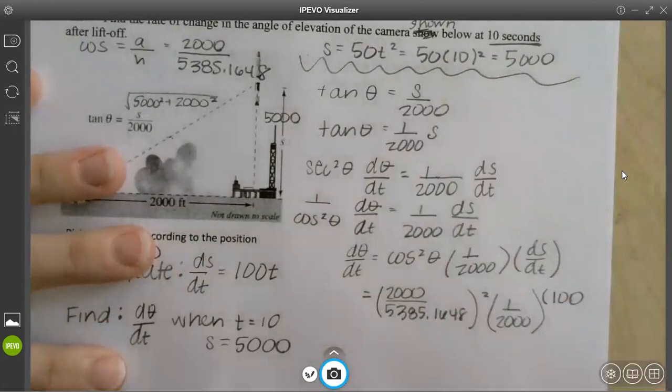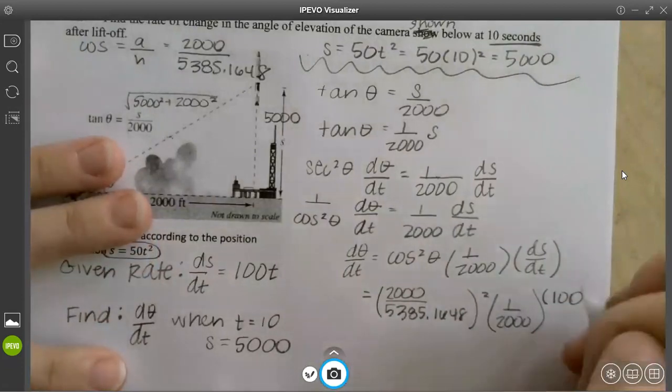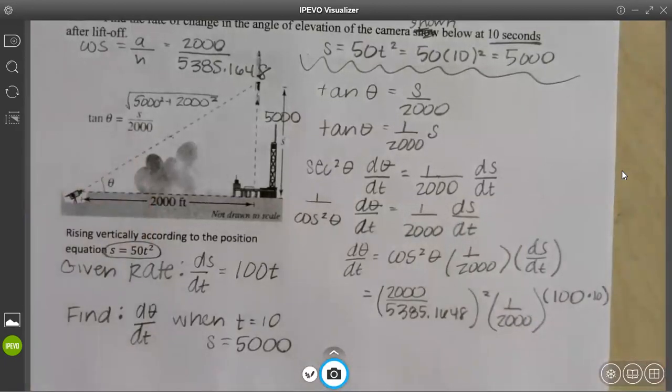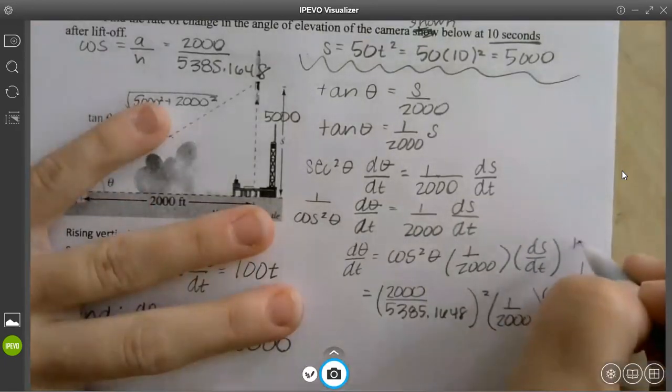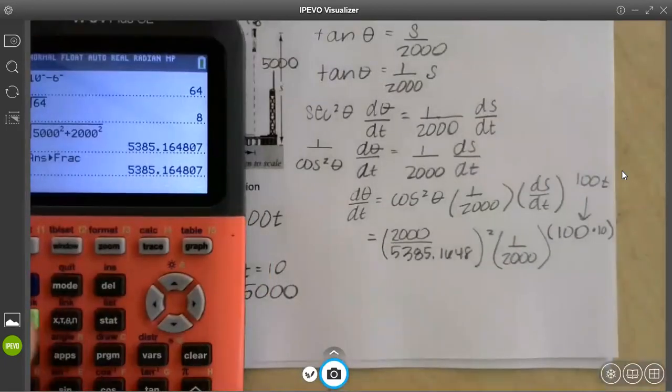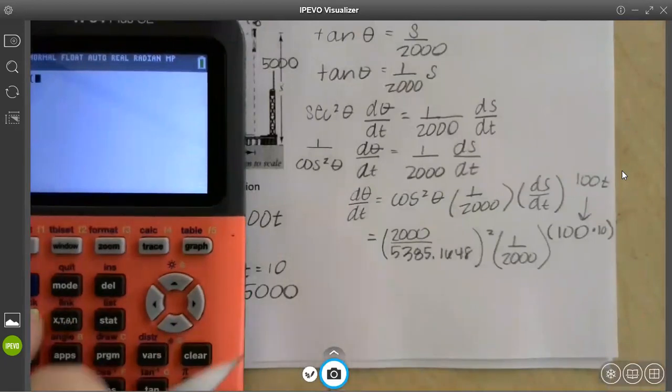$100. And what was t? Okay, so this, just to remind you, was 100t and t was equal to 10. Now we can just put it in our calculator. And again, I would do alpha y equals to do all of them. 2,5385.1648.